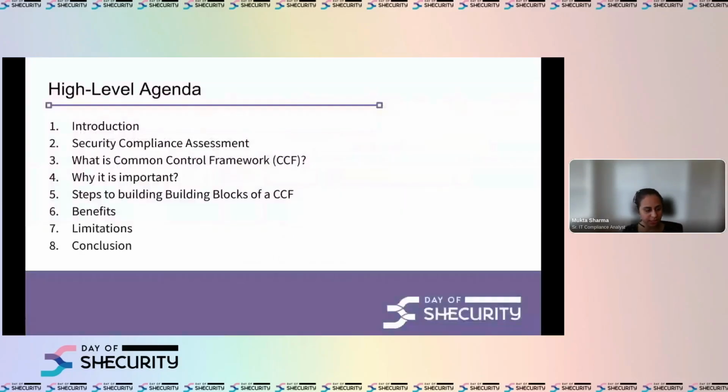This is just a high level agenda of what this session is going to be about. There's going to be an introduction, security compliance assessment, what is a common control framework, why is it important, steps to building it, benefits, limitations, and conclusion. The goal from this session is to give you an idea of how you can build a common control framework at your organization or for your product, understanding what security compliance assessment means, what it is, how it is done, where common control comes into play, how to build it, and some examples related to it.